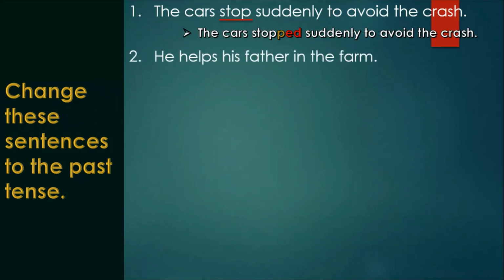Let's look at the second sentence. He helps his father in the farm. How can I make this into the simple past? How can I change it? Once again, I need to identify the verb. Which one is the verb in this sentence? Yes, you got it. Helps, right? Now, this is in the third person singular, right? So I need to take away the s, that's right, and add an ed. So in the past tense: he helped his father in the farm.